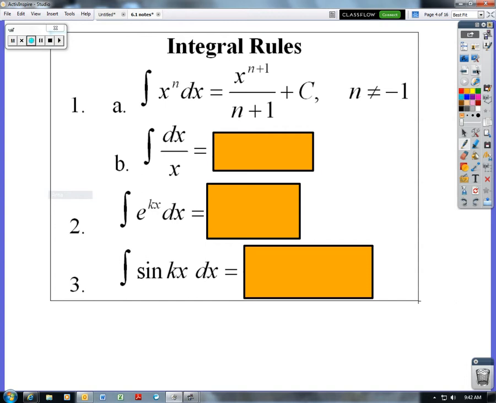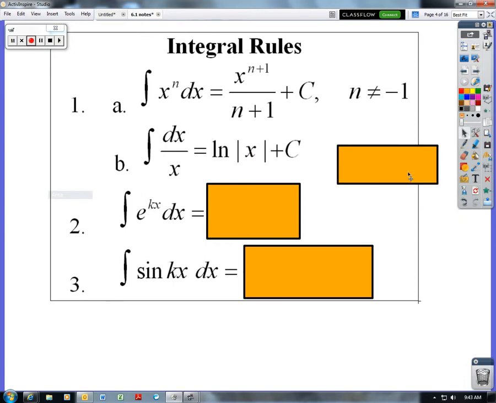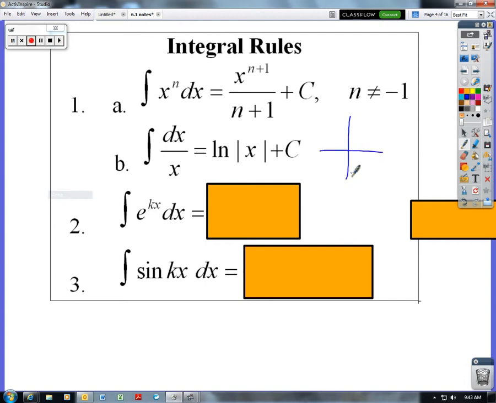But can you think of a function whose derivative is 1 over x? And that function would be natural log. But you have to add c, of course. And make sure you do the natural log of the absolute value of x, because if you recall, a logarithm, or natural log in this case, its domain is only x greater than 0. So you cannot take the natural log of a negative. So that's why you need to put the absolute value of x there.